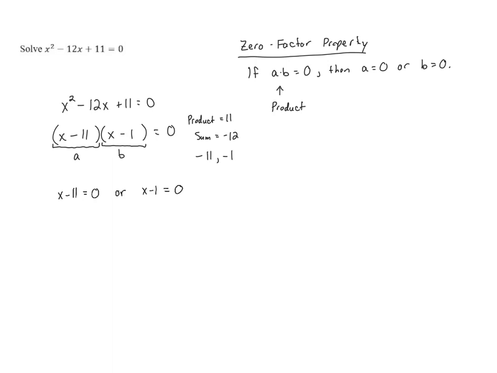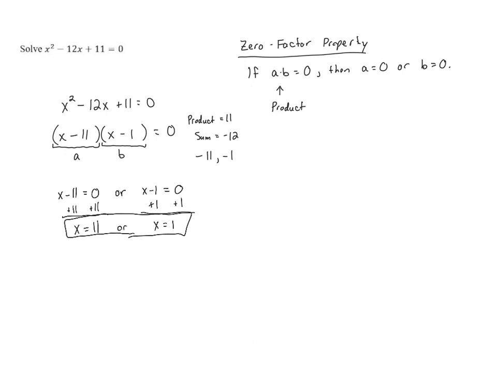And now we've split it up and we have two equations, and each of those equations only has one x in it. So we can solve for x. For the first one, if we add 11 to both sides, that gives us x equals 11. And for the second one, if we add 1 to both sides, that gives us x equals 1. And so our final solution is going to be x equals 11 or x equals 1.